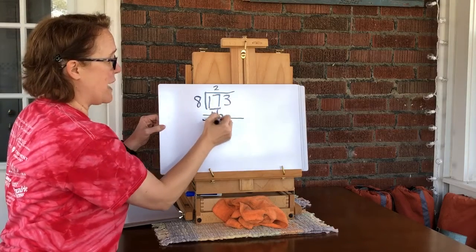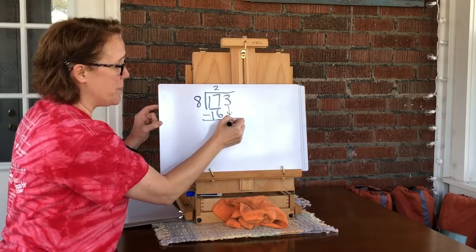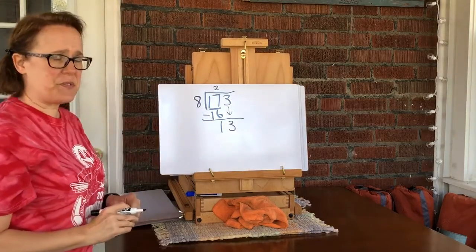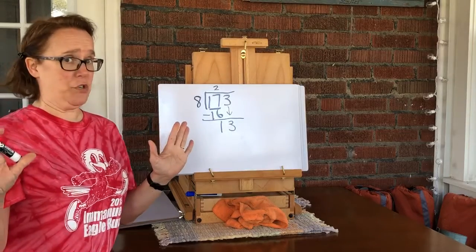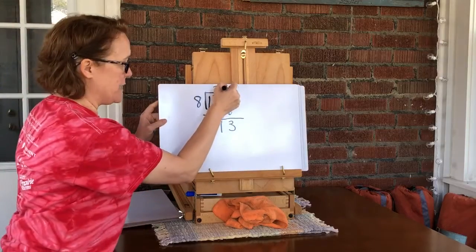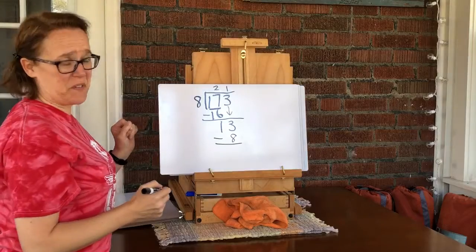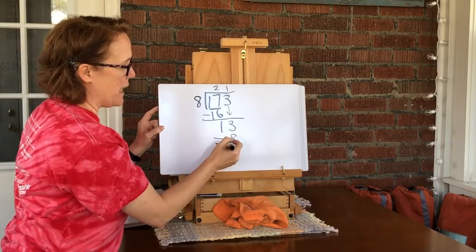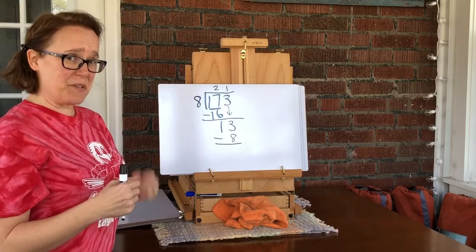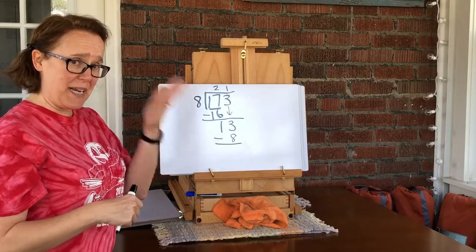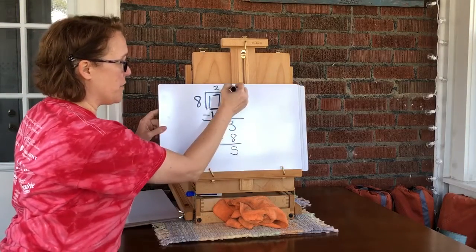When I subtract, I have 1, but I still have to use my 1, so I'm going to bring that down. 8 goes into 13. Well, 8 times 1 is 8. 8 times 2 is 16. That's too big. So it can only go in 1 time. 1 times 8 is 8. I got to see how many leftovers I have. 13, take away 8. If you don't know, count back. 13, 12, 11, 10, 9, 8, 7, 6, 5. I got 5 people left over.